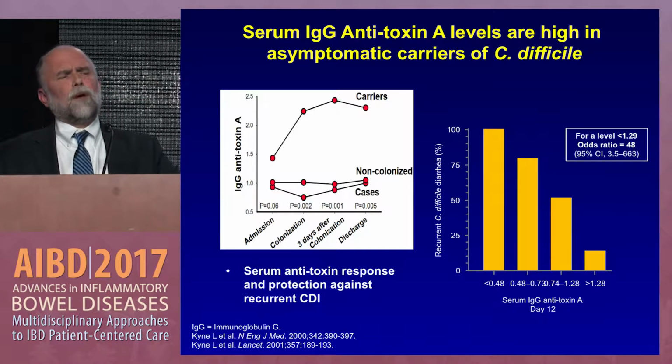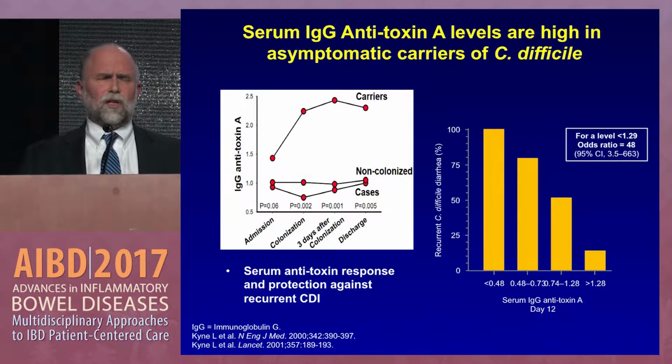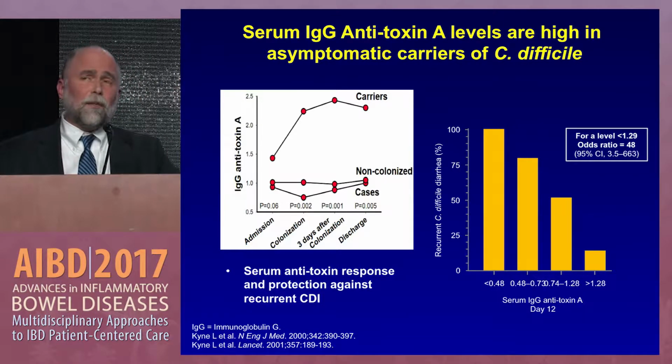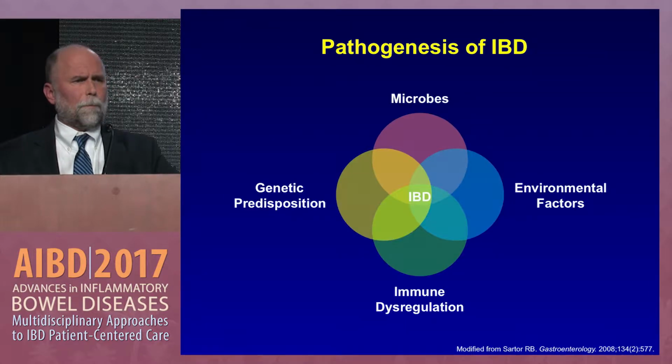Getting back to that point about immunoglobulin production against C. diff toxins, this is work that comes out of Kieran Kelly's laboratory at the Beth Israel Deaconess Medical Center in Boston, where they really clearly defined that the ability to make antibodies against toxin was essential in clearing infection and preventing recurrent disease and becoming that asymptomatic carrier.